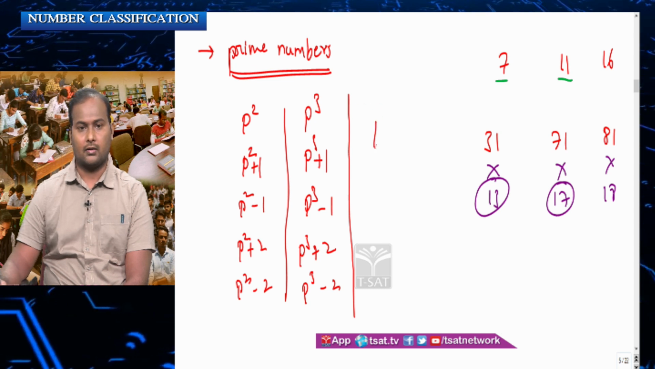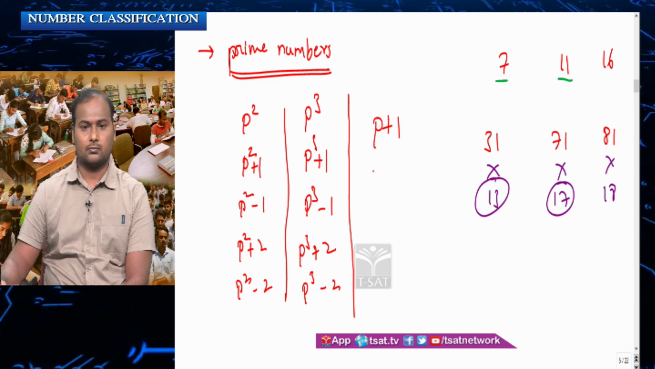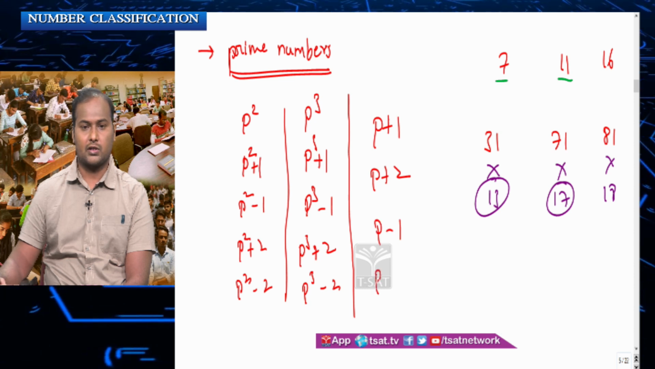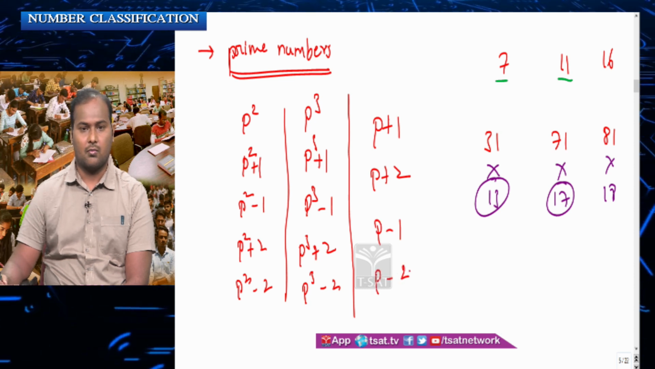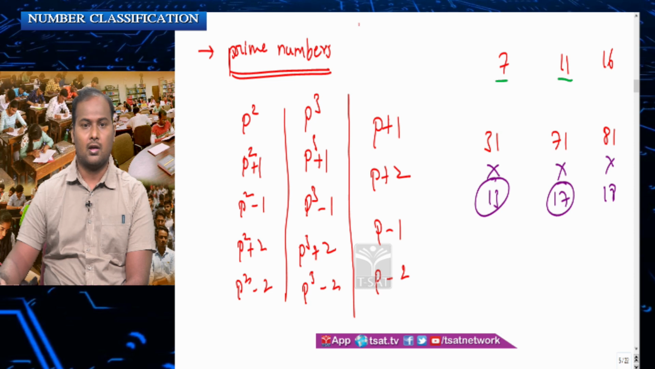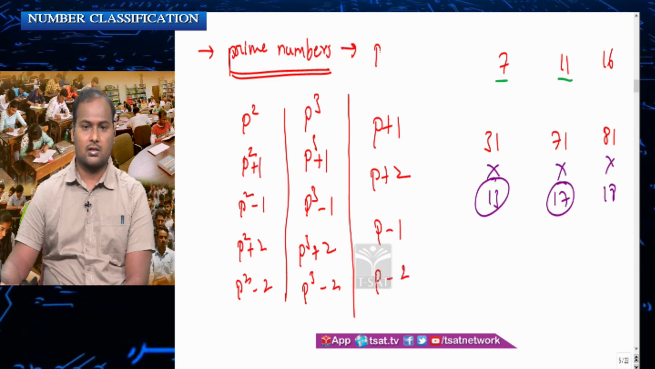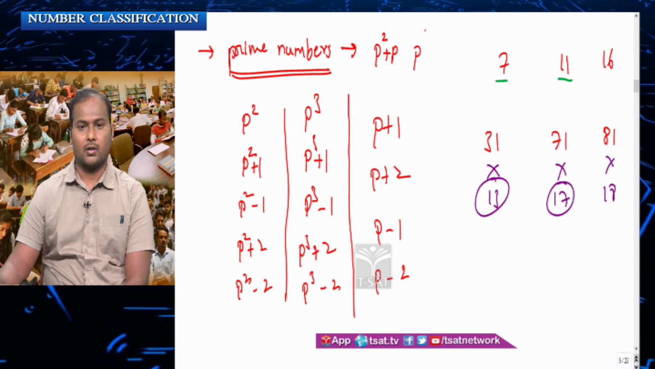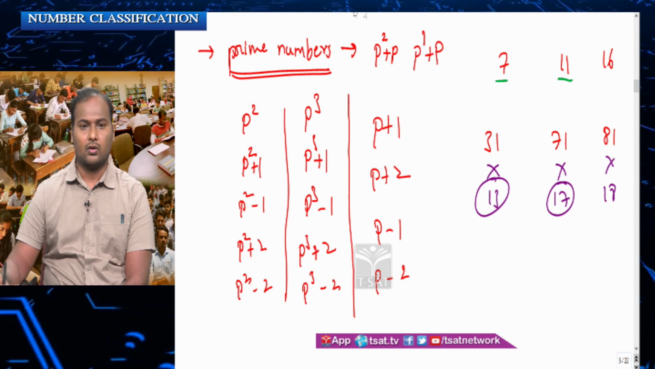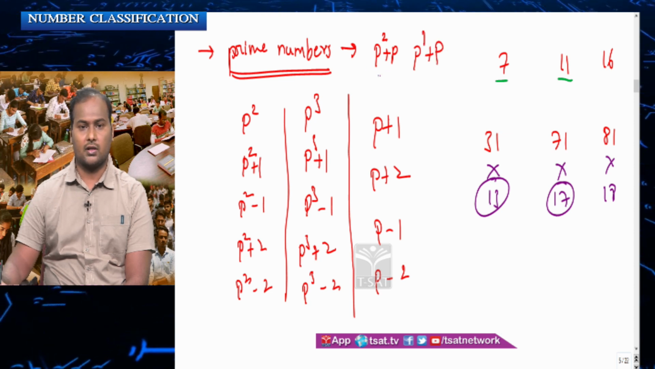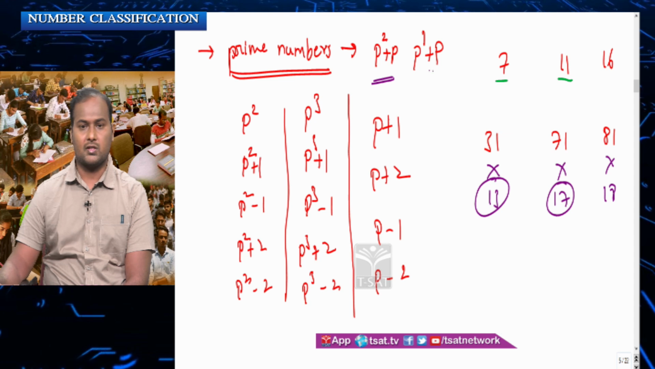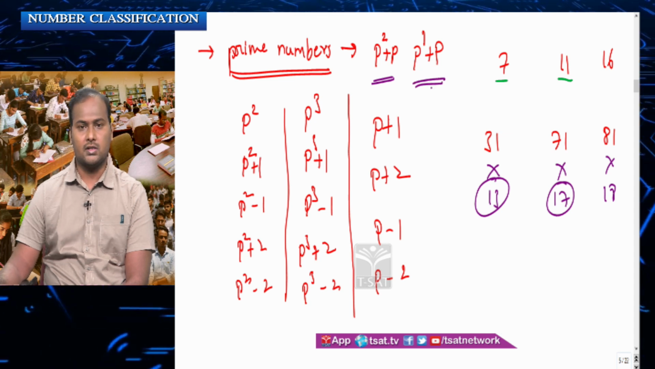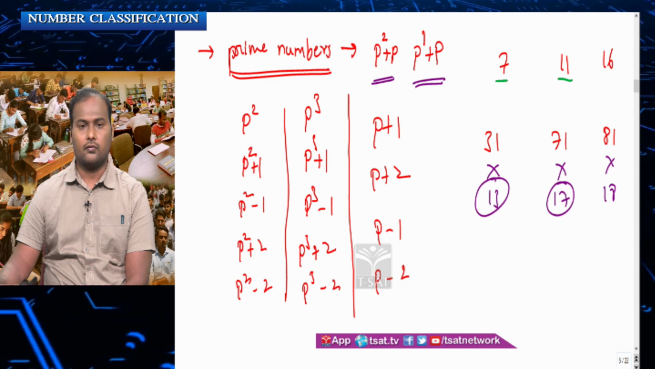So for prime numbers, p plus 1 and p plus 2 are possible. In the same way, prime numbers minus 1 and prime numbers minus 2 are also possible. And finally, he may ask prime number square plus p also. In the same way, prime cube plus p. Whenever he asks a question in the format of prime square plus p or prime cube plus p, it is a difficult kind of question.